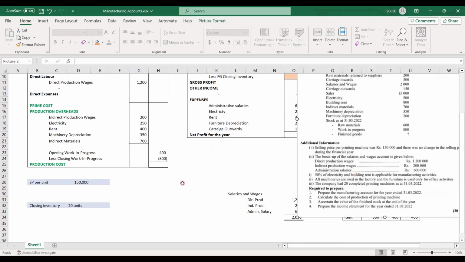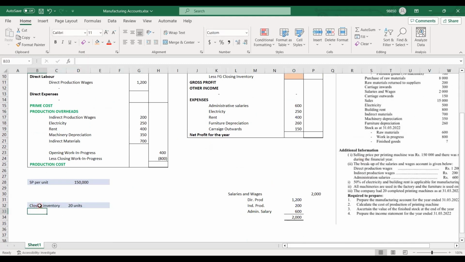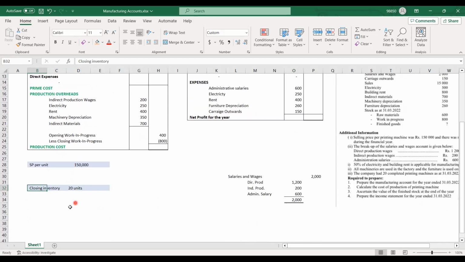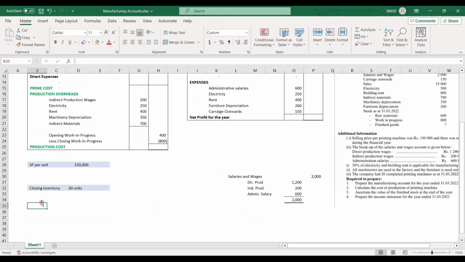Now here they have given us the selling price per unit, and we also have the closing inventory. We also have the opening finished good inventory, right? Then we can find out the production, right? They're asking us to ascertain the value of the finished goods at the end of the year. So what do we really want? We want a finished good cost per unit, right? This is what we want. We want the cost per unit of the finished good. So this is easy because this is the total production cost divided by the number of units produced.